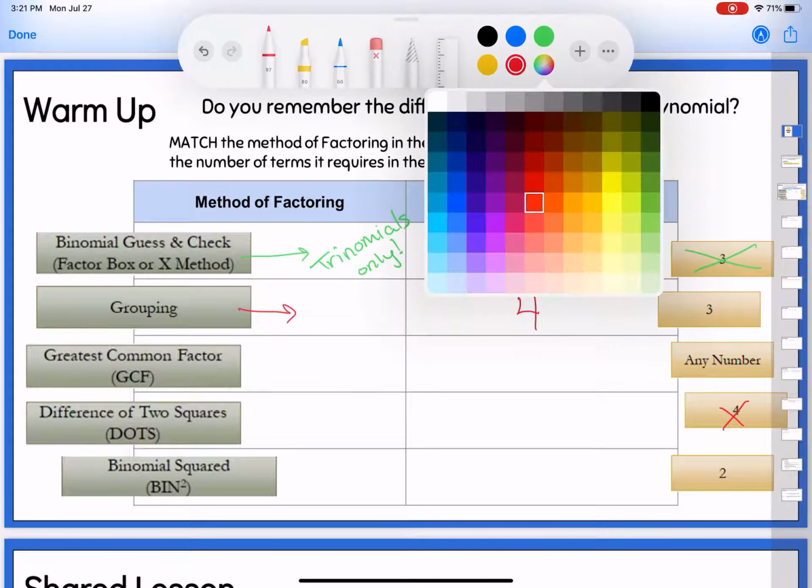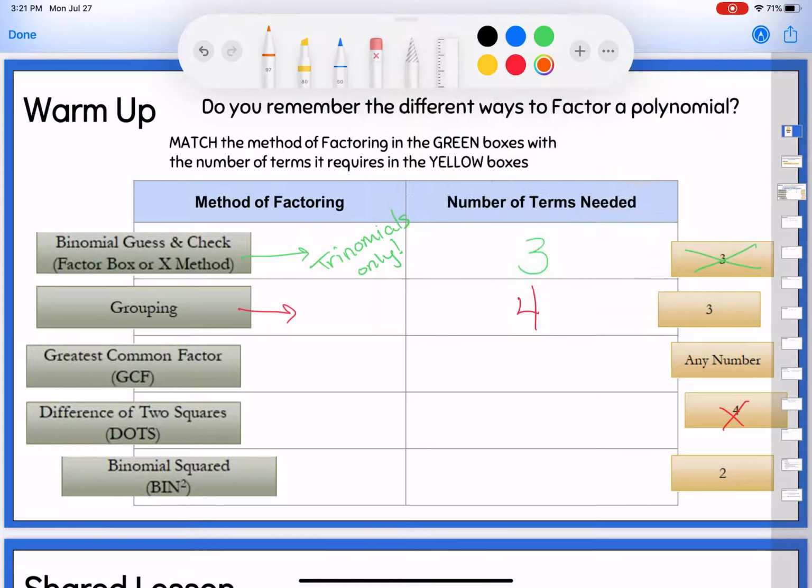The next one we have is actually greatest common factor, or factoring by GCF. GCF is the most common way that we can factor, and you can look for GCF with any number of terms. So any number of terms is what lines up with GCF, and that's why it's the one that's used most often and the one that we always need to check to make sure that we do no matter what. Even if we do other methods, always check for that GCF.